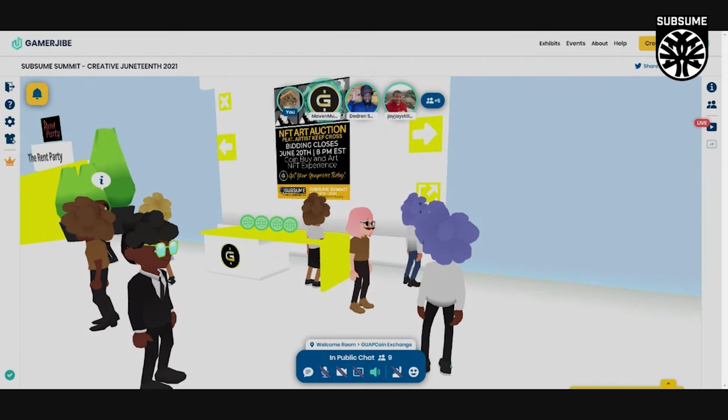Just so that I understand as we're marketing this and sharing it with people in our community, this space will be where people can come to bid on the auction as well as online, and we'll be able to provide that link on our socials as well as within the Guap Facebook group and Telegram group. Yes. Okay, great.